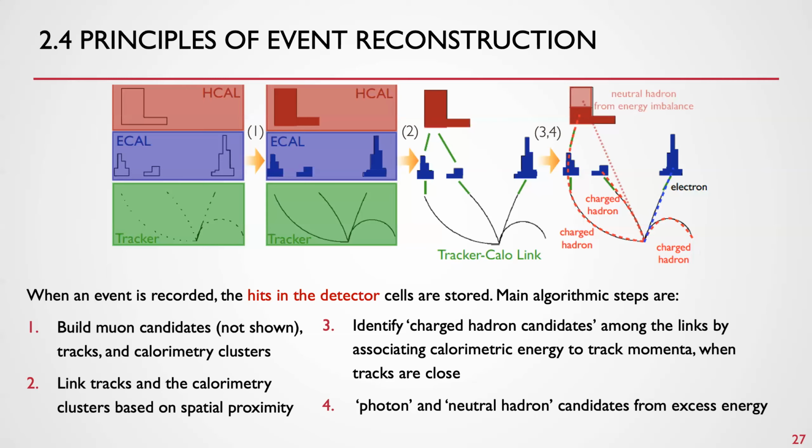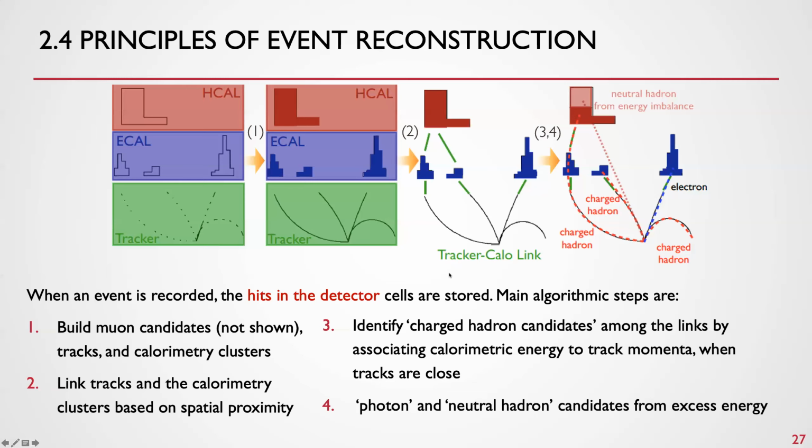That happens below 500 MeV or so. We call these loopers because they loop and leave the detector in the z direction. We can still measure the momentum, and we attribute the charged hadron hypothesis to them, although we have zero idea what they are, except that they do have a charge because we see the track. That's event reconstruction. That's how it works.